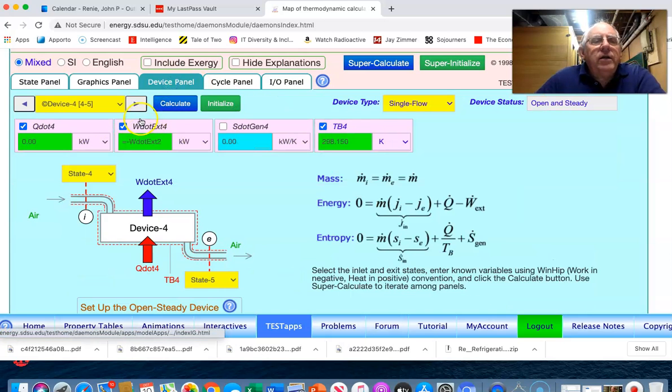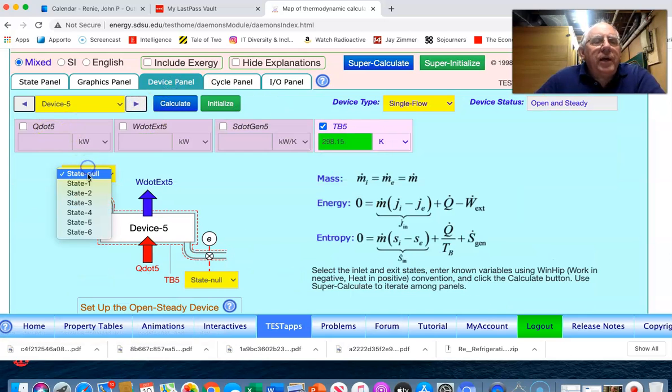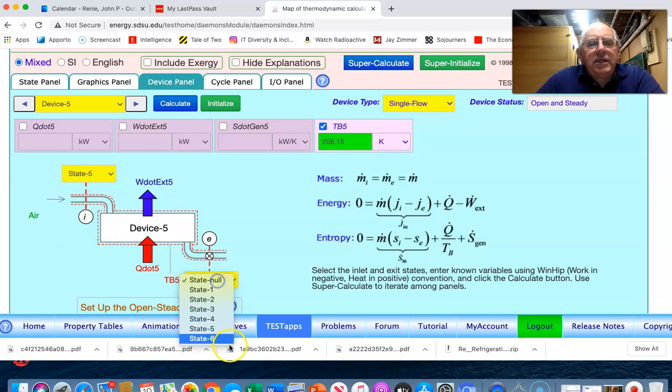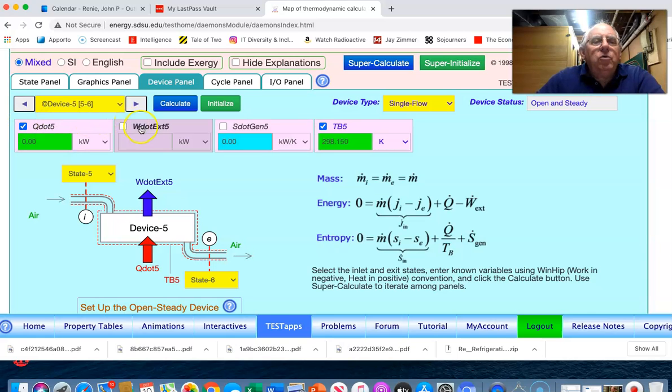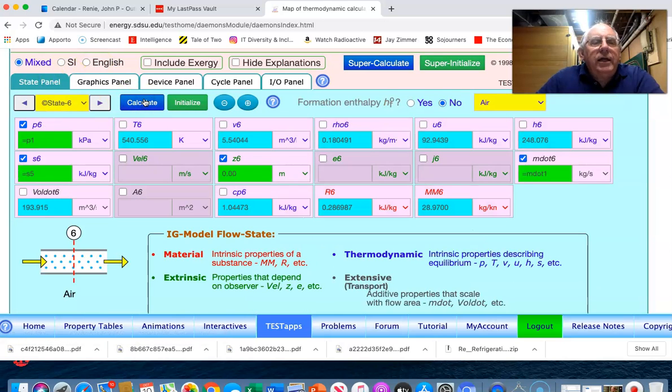We go to our final device panel. Our final device panel is going from 5 to 6. And again, no heat transfer and no work. Calculate. Go back to the state panel and calculate. And let's see what happened here. Got the pressure, the temperature, entropy. Let me do a super calculate.